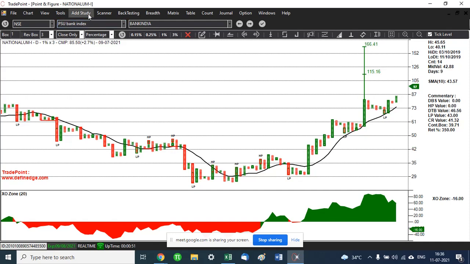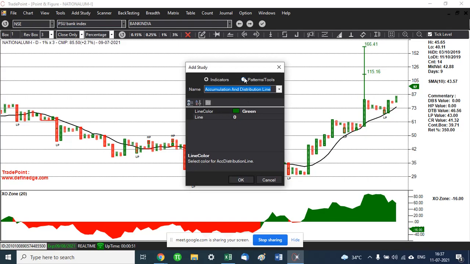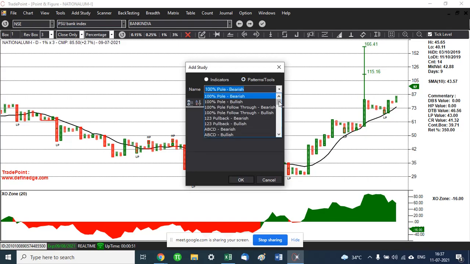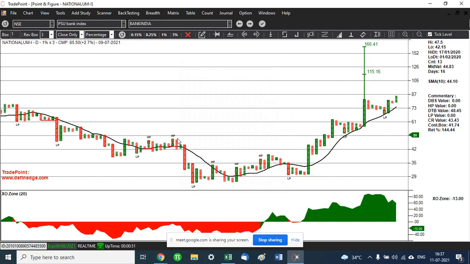Once we add the study, we go to add study, patterns and tools. You will find high pole and low pole over here. And this is high pole. Once you have added the study, the software will generate this automatically for us. Whenever this high pole is generated, it means it's a significant intermediate top. You can see here this high pole was generated and the stock has gone down after that. It means we have no reason to be bullish on this.